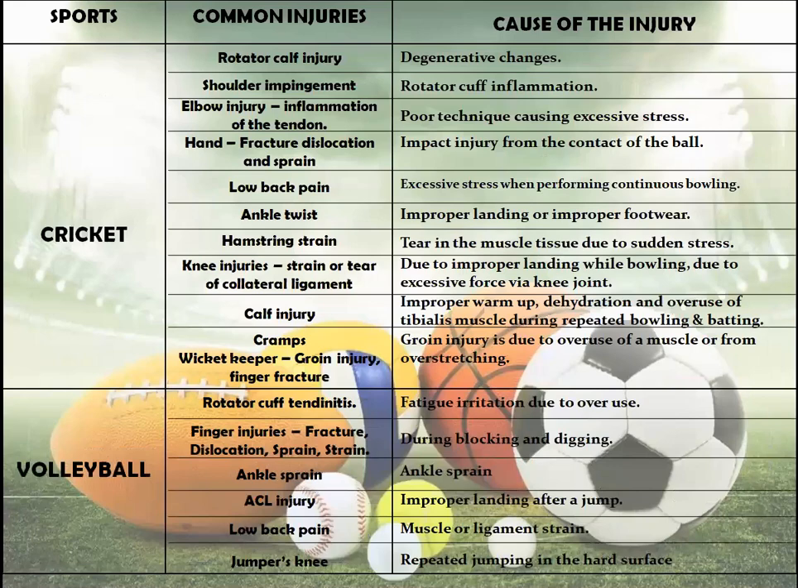Next to the cricket. In cricket, sports injuries are classified according to the bowlers, batsmen, and the wicketkeepers. In bowlers, rotator cuff injury, shoulder impingement, elbow injury, and hand fractures are common. And low back pain, ankle twist, hamstring strain, knee injury are also common, which also occur in batsmen. In batsmen, calf injury, knee injury, cramps are very common due to prolonged standing and overuse of these muscles.